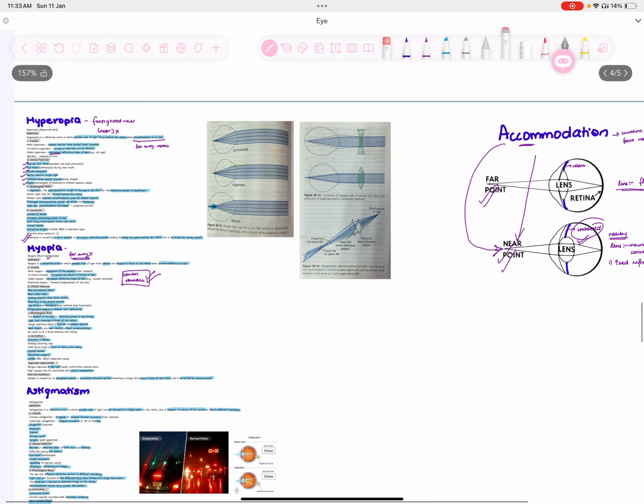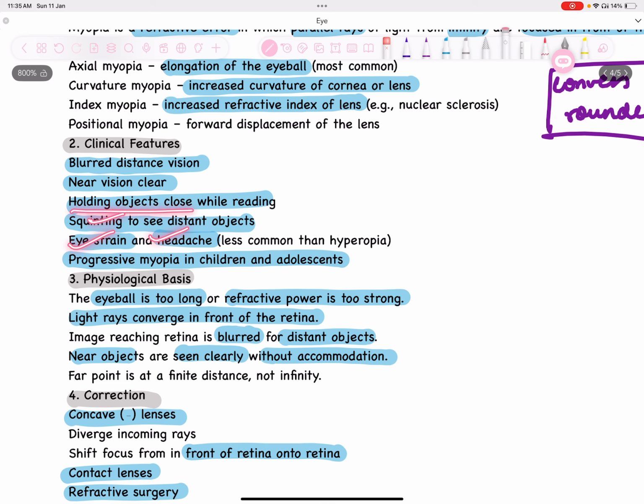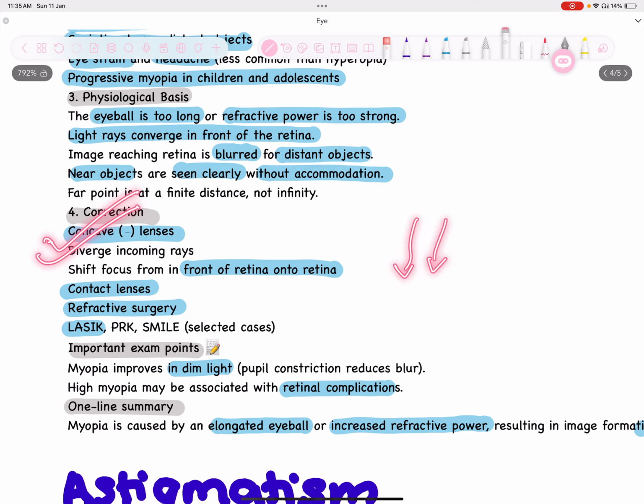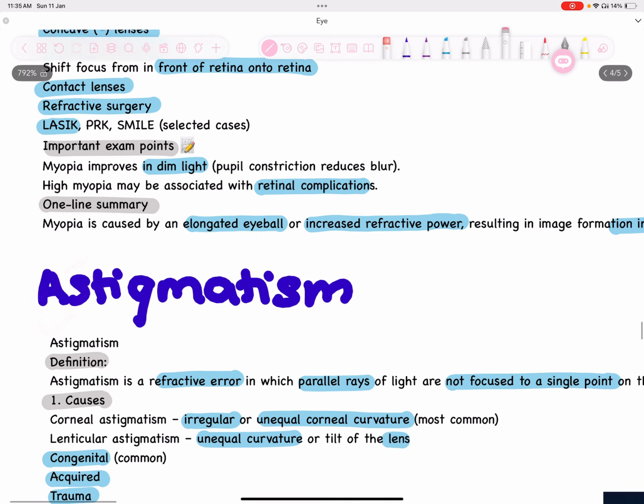The clinical features would be squinting, headache, and eye strain, and you have to hold objects closer while reading. Near vision is clear, but distant vision is blurred, and there would be progressive myopia in children and adults. Since this is excessive convexity or a rounded lens, for correction you need concave lenses, and you need to decrease the refractive power. That could be one thing, right? Also, in order to shift the focus from in front of the retina right onto the retina, there are contact lenses and refractive surgery or LASIK.